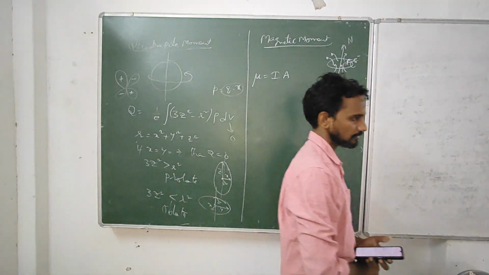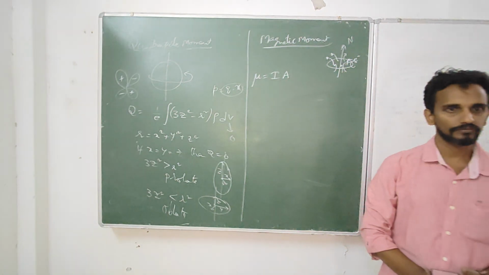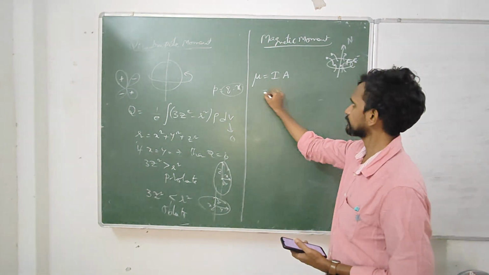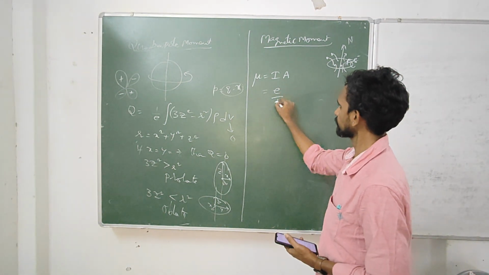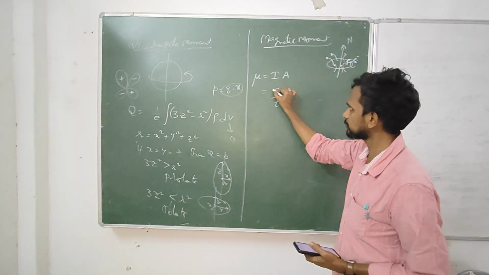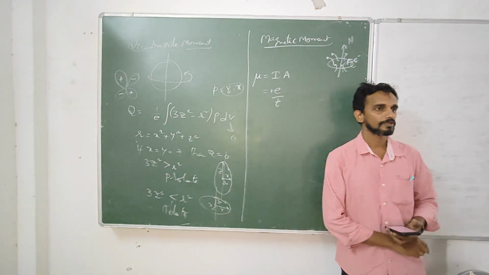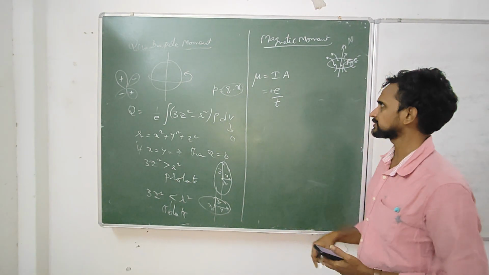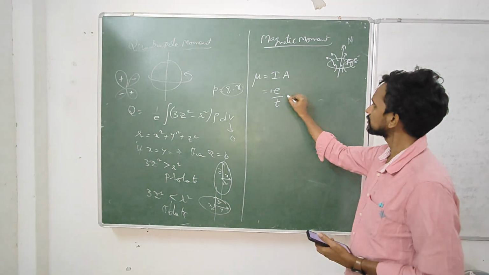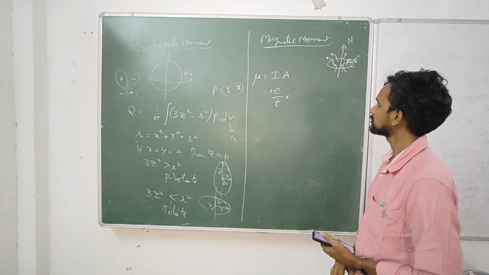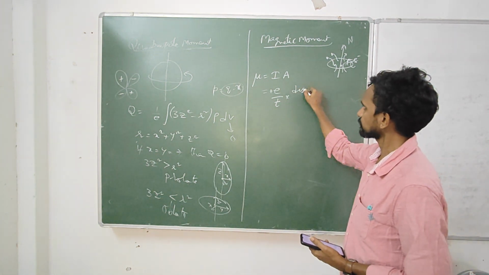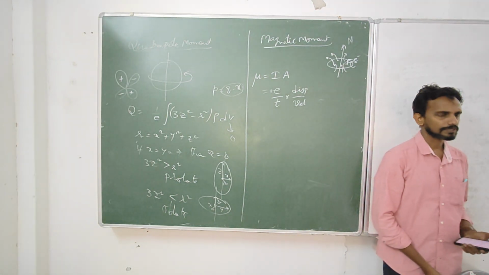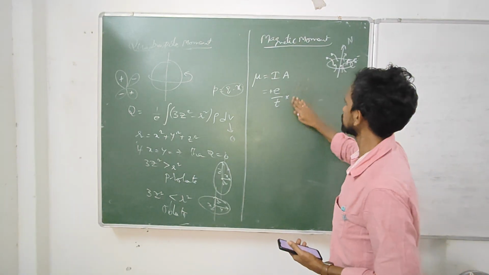IA, current times area. Current is what? Charge per unit time. So here I am considering a positive charge, of electron. Current is charge per unit time. Area is what? Displacement by velocity. Is it? Okay. It is pi r square.